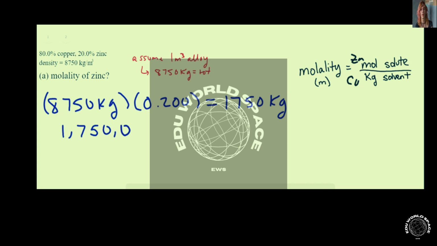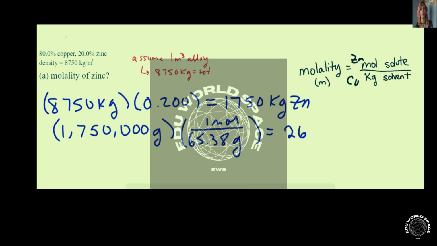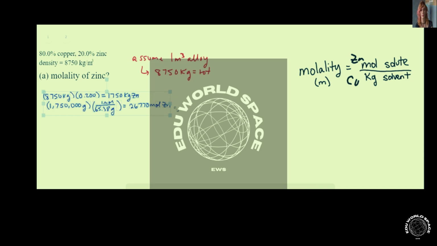So 1,750 multiplied by 1,000, that's how many grams we have. We're going to divide by the molar mass of zinc. If we look up our periodic table, that's 65.38 grams of zinc for every 1 mole of zinc. And what we find is we have 26,770 moles of zinc. I know that looks outrageous. That's only because we picked a meter cubed, and that's a big number, and it's okay. So that's our zinc, that's our solute.